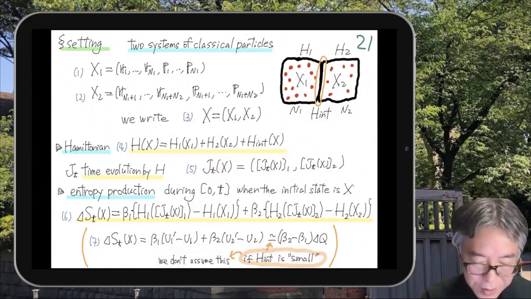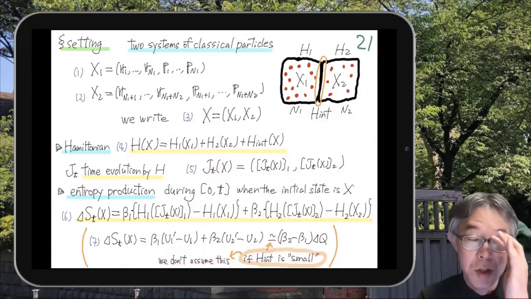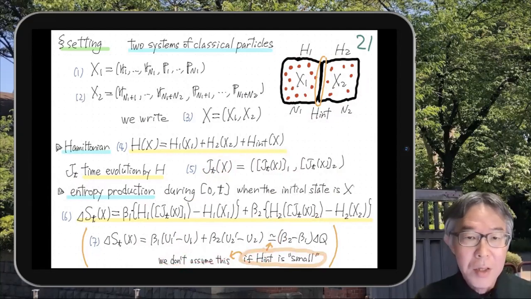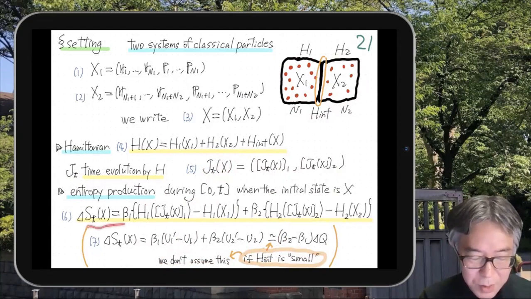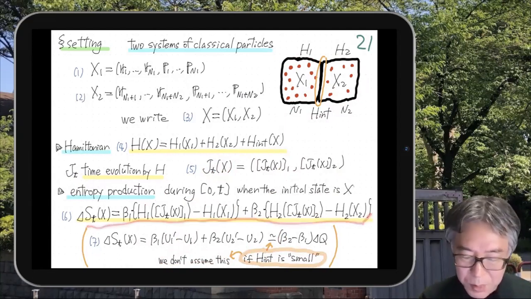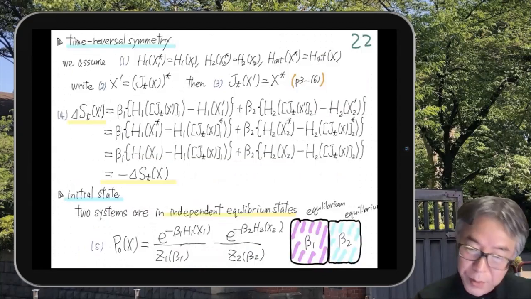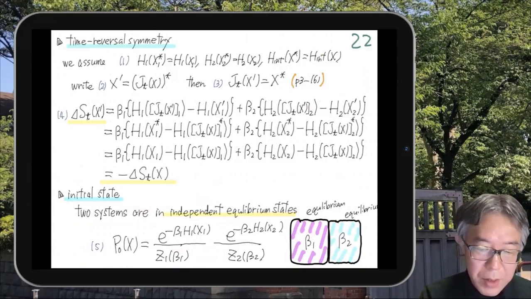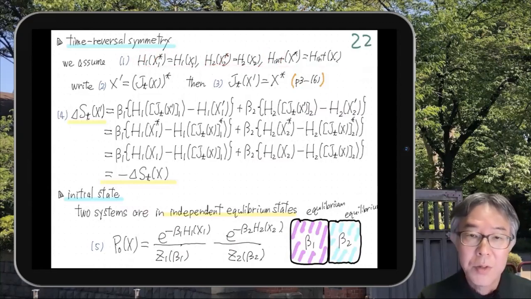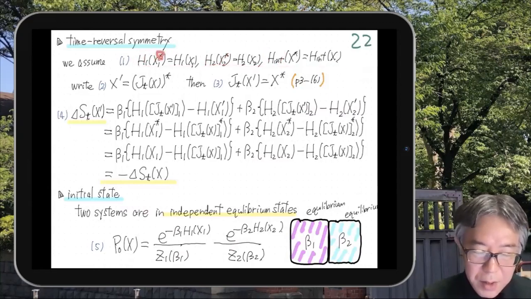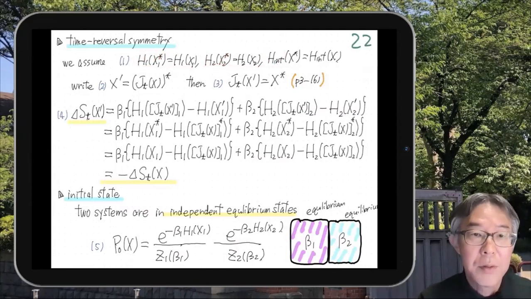But I have to say we don't have to assume this in order to do this mathematics. All right, so anyway, this is our definition of entropy production, the microscopic definition of entropy production. And now time reversal symmetry. I want to assume that these three Hamiltonians, H1, H2, and H interaction, are all time reversally symmetric. And of course, this star, I think you remember, means that you flip all momenta.